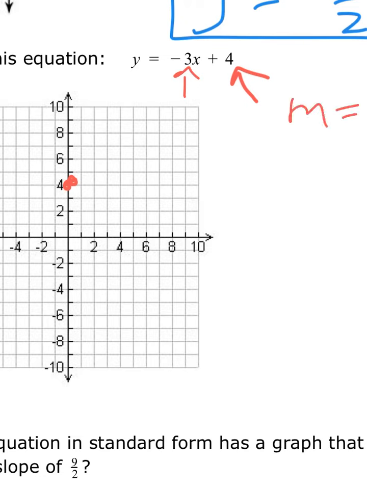-3/1. So I'm going to go down 3 units, because -3 means we go down, right? And then right 1 unit. And I can do that till I've filled the graph. Once I've run out of space, can I go backwards? Yeah, so I can go up 3 and back 1. Up 3 and back 1. Once you have enough points, then you can connect the dots to draw your line.